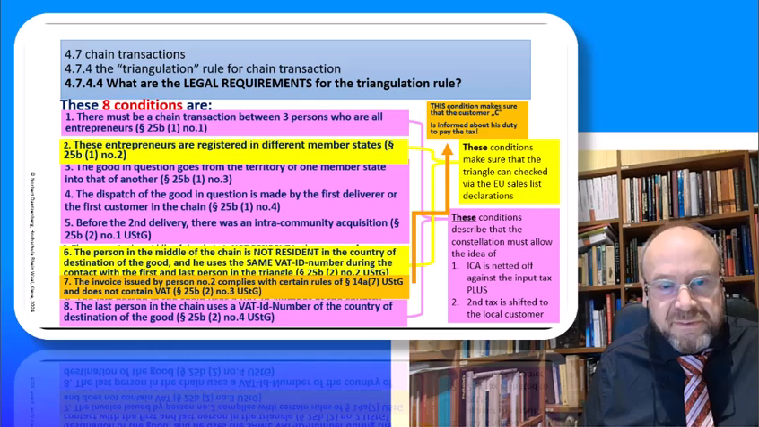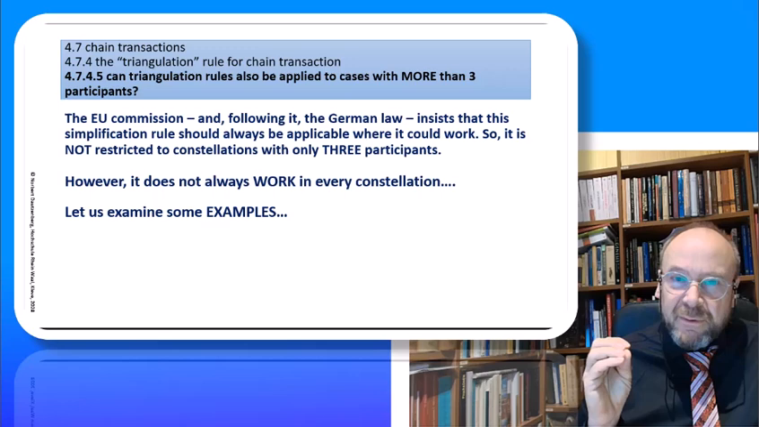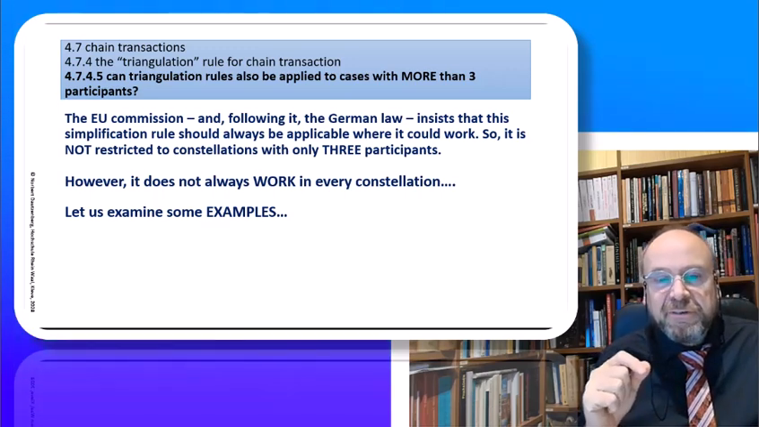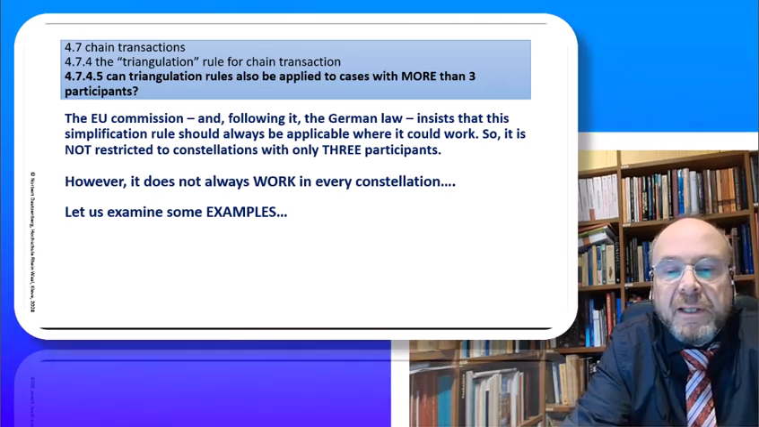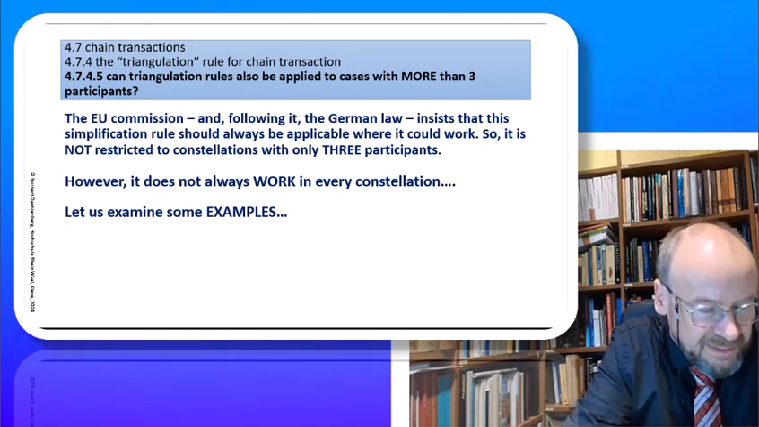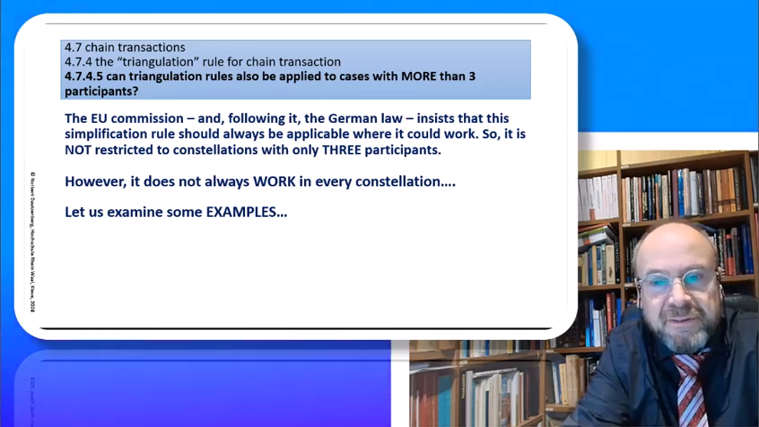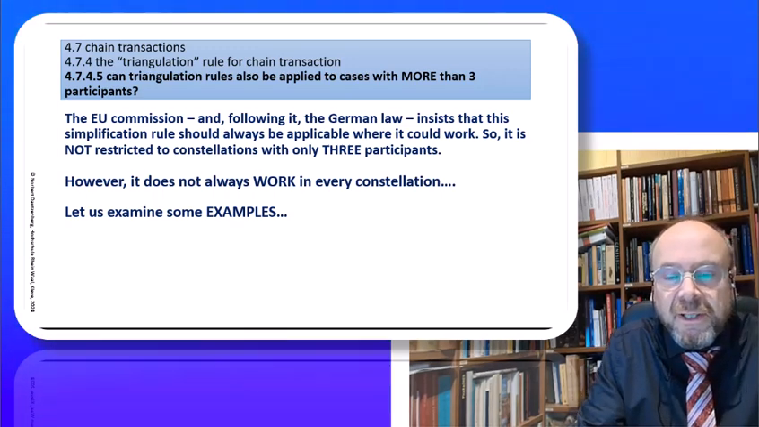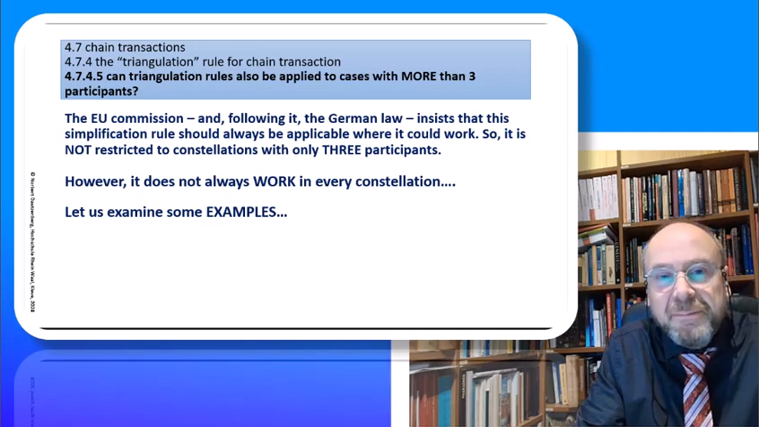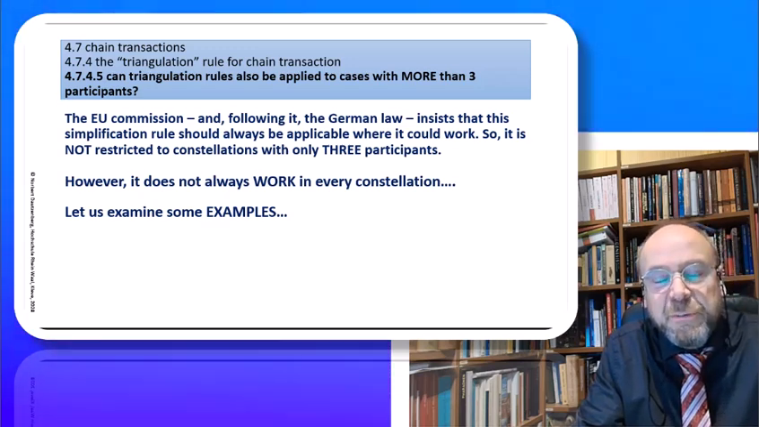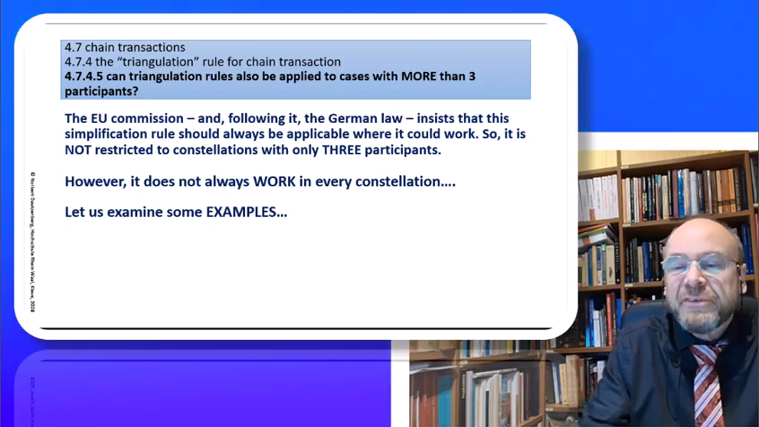One question remains: can triangulation cases also show up with more than 3 participants? Originally people thought that's not possible. However, the EU Commission, and following it German law, insist that it might be possible. The simplification rule is meant for the benefit of people, and you should not deny its application wherever it could technically work. So it's not officially restricted to constellations with only 3 persons. However, it depends very much on the situation if it can work. It does not work in every constellation, but only in rare constellations with more than 3 people.